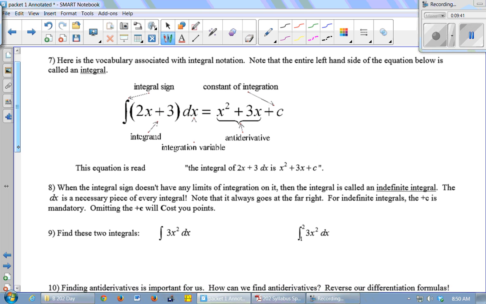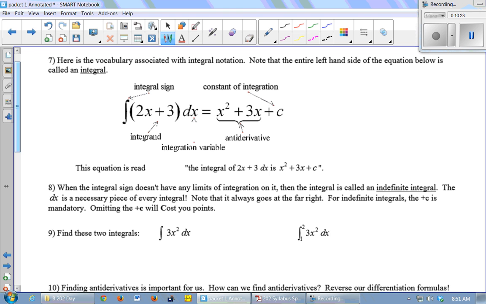All right, so here's the vocabulary associated with integral notation. The entire left-hand side of the equation is called an integral. So we've got an integral sign, we've got an integrand. dx tells you the integration variable, which will become more important when you take Calc 3. For now, because this is single variable, you're always just going to have x's here and a dx. But when you take multivariable calculus, you might have x's, y's, and z's, and this dx is going to become important to tell you which is the variable you're thinking about. And then on the right-hand side, we have the antiderivative and the constant of integration.